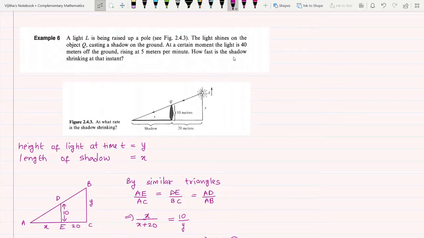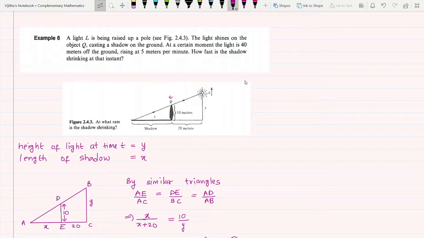The light shines on the object Q. So this is the object Q, casting a shadow on the ground. Q is given here, and it casts a shadow here. It casts a shadow on the ground. At a certain moment, the light is 40 meters off the ground, rising at 5 meters per minute.